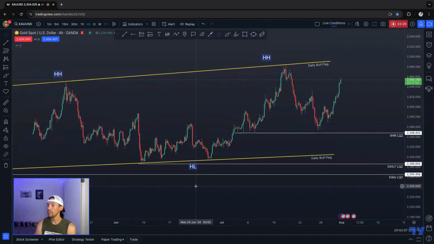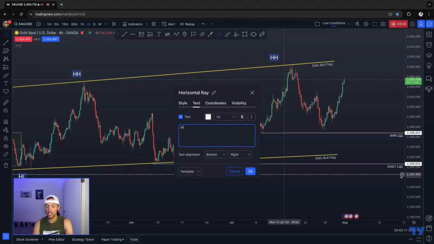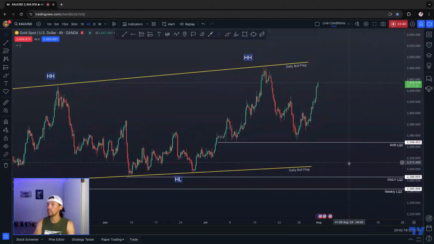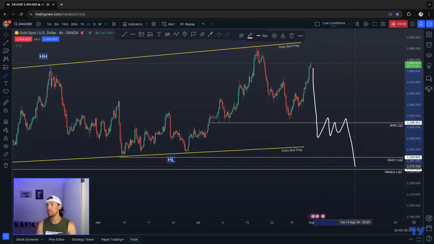But I also down here have a daily liquidity zone, and then I'm going to keep this one, change that to a weekly liquidity zone of where I would love to see price come back down to. If we get a break below this, down below this would mean that we're now getting a change in market direction. Now, that's a long ways away. A lot of stuff can happen between then.